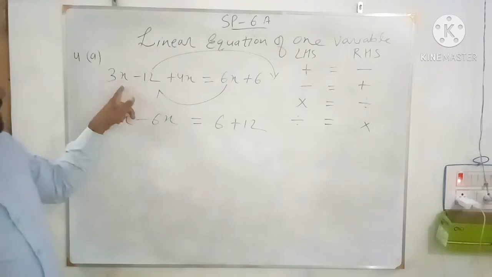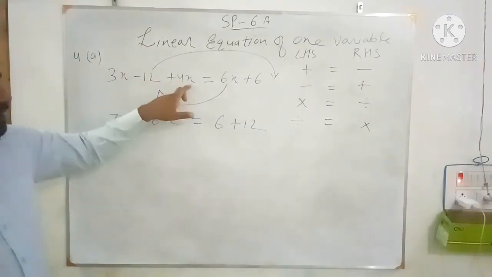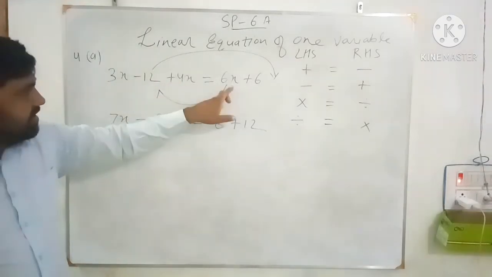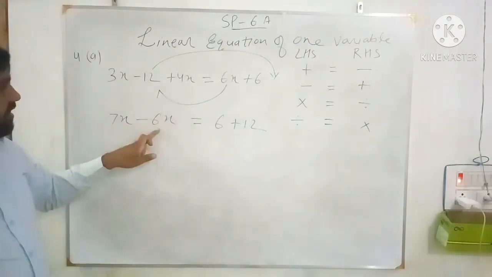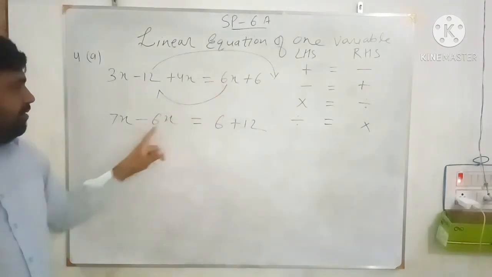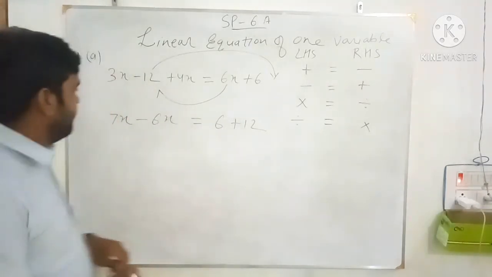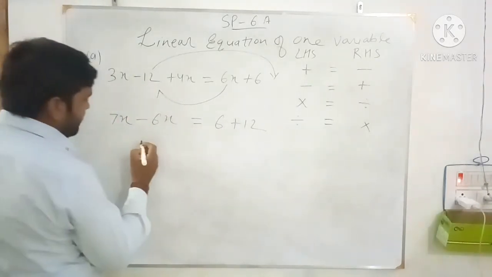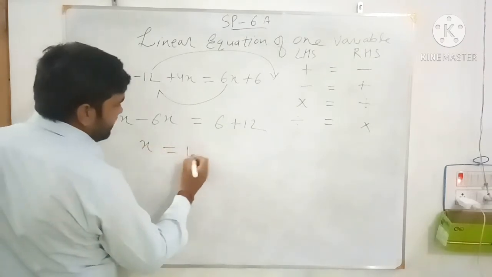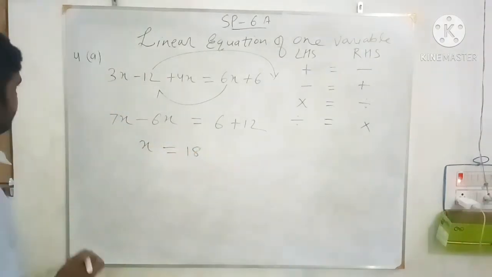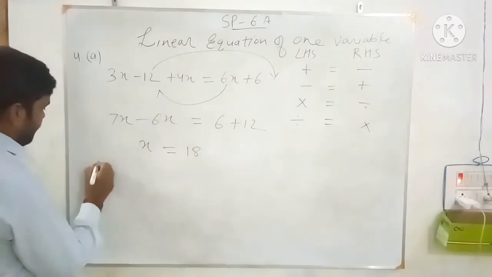See, 3x plus 4x on the left hand side are like terms. I have added them to get 7x, and 6x from the right hand side I have transferred to the left hand side, it will become minus 6x. Now minus 12 I transpose to the right hand side, it will become plus 12. Now 7x minus 6x gives x, and 12 plus 6 gives 18. That is the answer. Now we do the next question, fourth D.